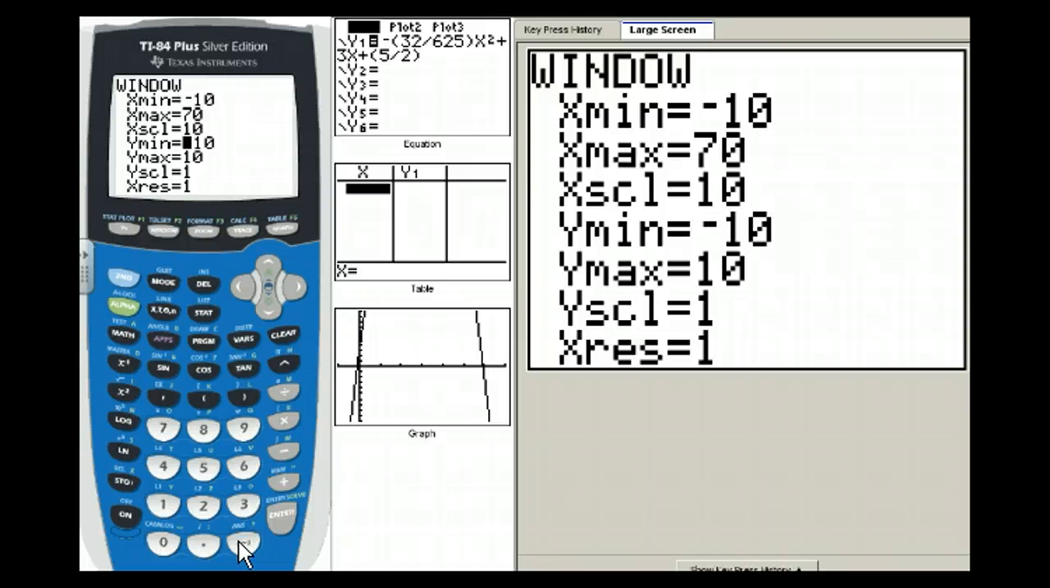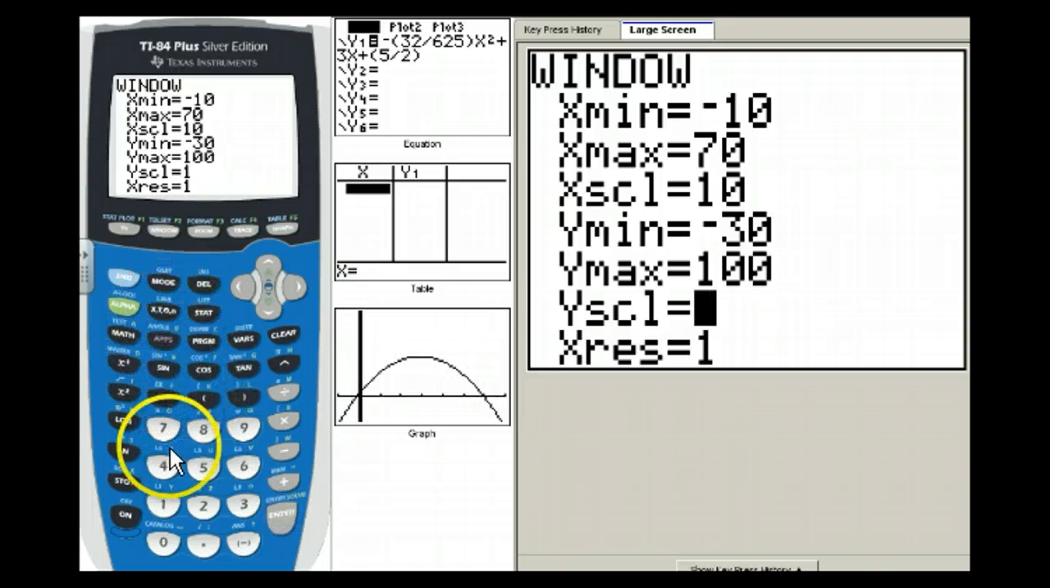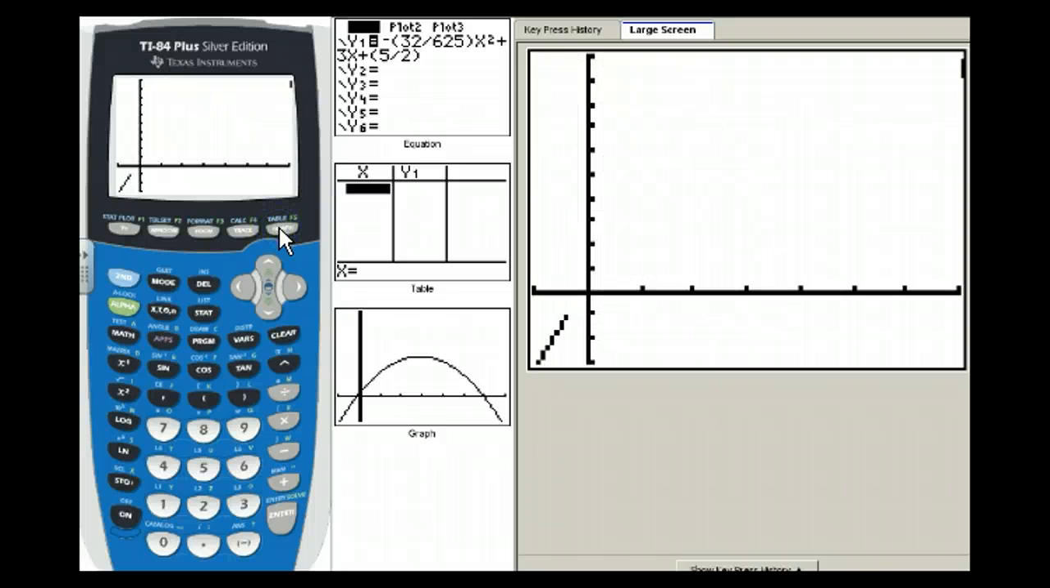Now, for the negative number, it certainly won't go below 0, but I am going to go to negative 30 in this case. I do that so I have a margin at the bottom of my screen. And then for a maximum, I'm just going to guess 100. If I need to adjust it later, I'll adjust it later and do it in steps of 10 feet. And then I'll take a look. How does this look?